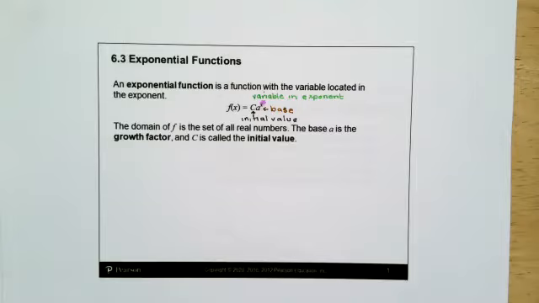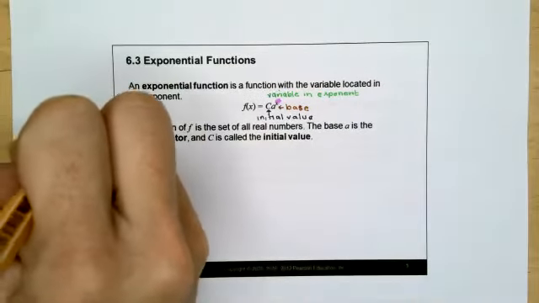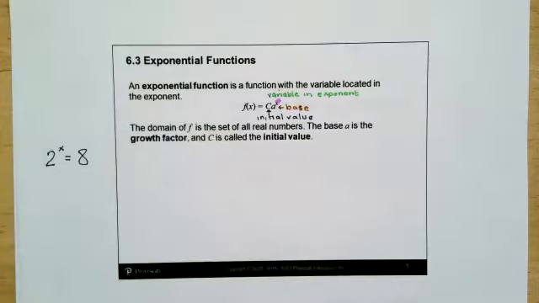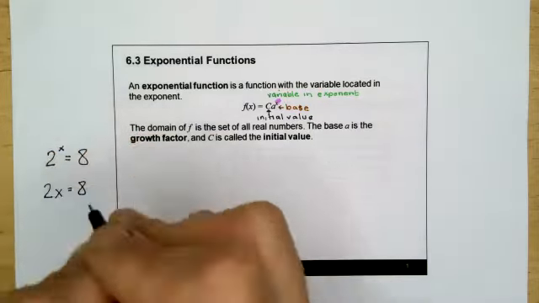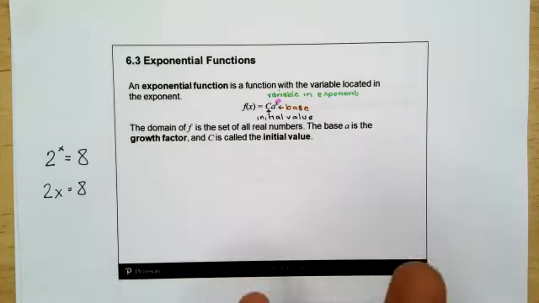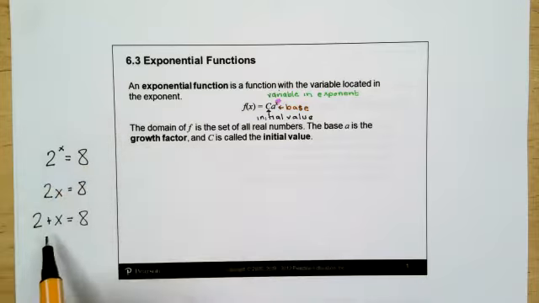Because if you happen to encounter X in the exponent, such as, I think we'll see this later, 2 to the X is 8, right? If it was 2 times X is 8, we know how to undo multiplication, we divide. We know how to do 2 plus X is 8. To undo addition, we subtract.